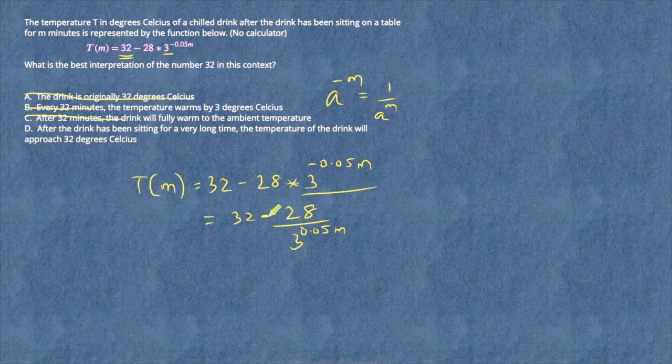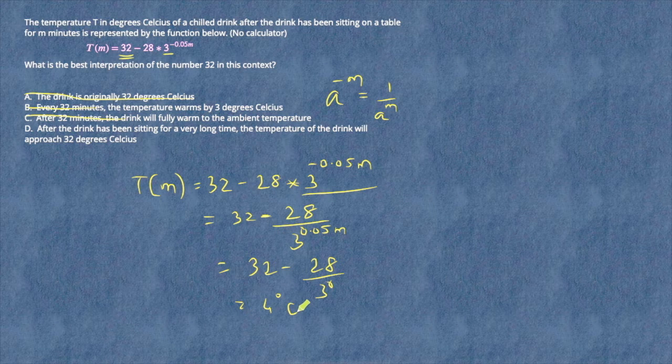So here we have it like this. What is best represented by the number 32 in this context? So let's assume that m is 0. That means we just got the drink. So 3 power 0.05 times 0. So this will become 32 minus 28 divided by 3 power 0. We know 3 power 0 is 1. So 28 divided by 1 will be 28, and 32 minus 28 will be 4. So the initial temperature of the drink is 4 degrees Celsius. It's very cold. So this way we can prove that the answer A is not correct.